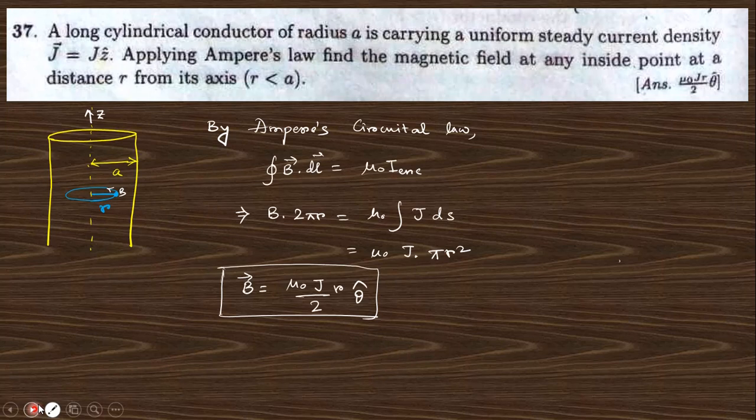Next question. A long cylindrical conductor of radius a, whose radius is a, carrying a uniform steady current density j. This is the current density, that means current per area, along the z direction. Apply Ampere's law. The magnetic field at any inside point will be like that. So for any inside point, you know integral of B dot dl equals mu 0 I enclosed. So B into the integral of dl, which is 2 pi r, equals mu 0 times I enclosed, and I enclosed is j ds, so this will be j and pi r square. So just calculating, you will get this answer. Go to the next one.